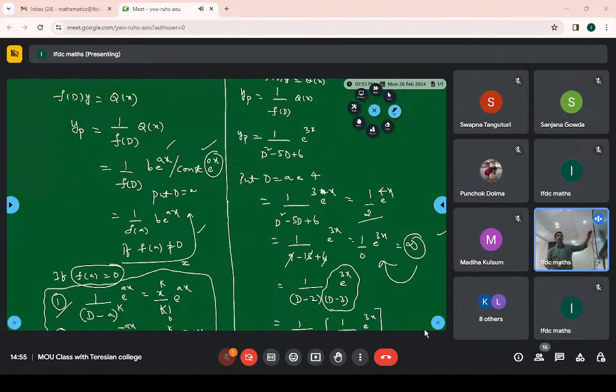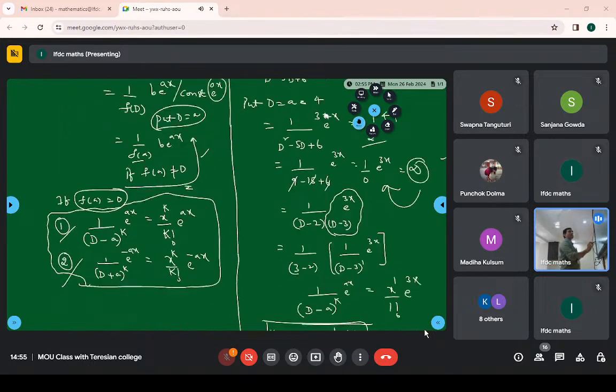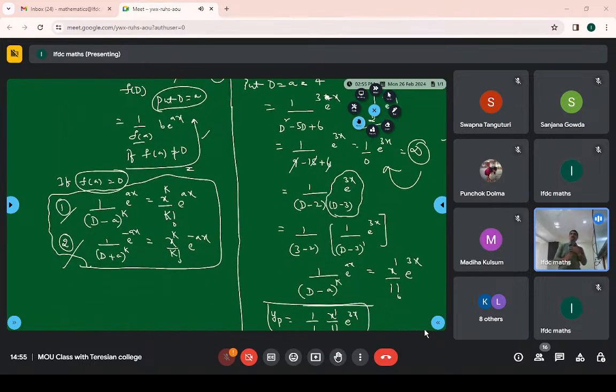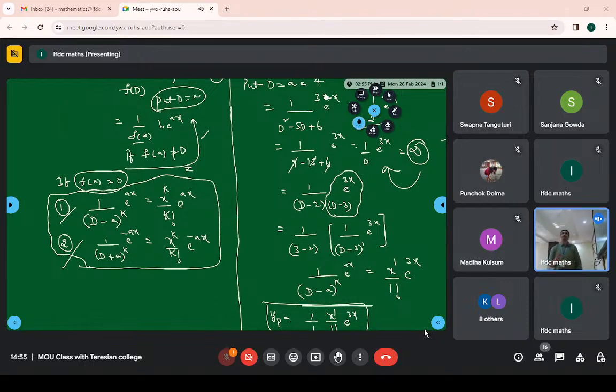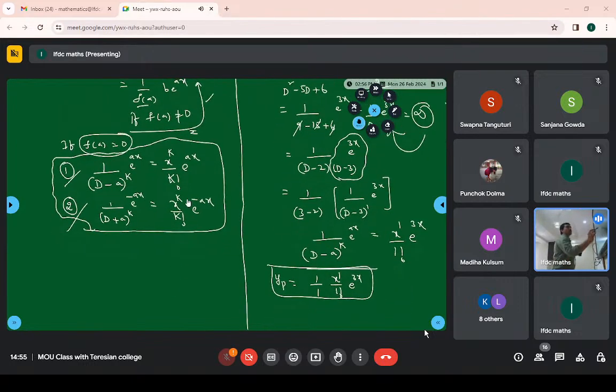Is the methodology clear? The methodology is not complicated. I don't want to make it complicated here. Just substitute d equal to a; if it is not zero, comfortable. If still we are in the failure case, also don't bother. We have two formulas. By using these two formulas, we'll get a perfect answer for each and every problem of this type. Is it clear, model number 1, method number 1?